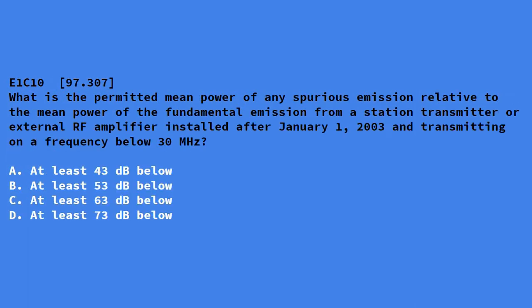E1C10, what is the permitted mean power of any spurious emission relative to the mean power of the fundamental emission from a station transmitter or external RF amplifier installed after January 1st, 2003 and transmitting on a frequency below 30 megahertz? Correct answer is at least 43 dB below.